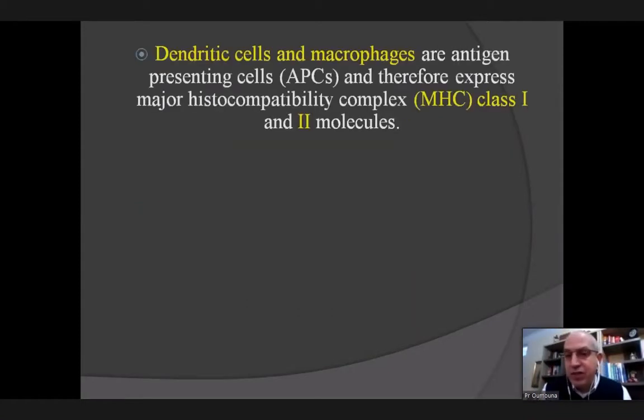Dendritic cells and macrophages are antigen-presenting cells and therefore express major histocompatibility complex, class 1 and class 2. Always, this immune system is teaching us: instead of hiring two teachers speaking two languages, we will hire one teacher speaking two languages. Here we have dendritic cells and macrophages. On one hand, there are nucleated cells expressing MHC class 1. On the other hand, there are professional cells expressing MHC class 2. So basically, one cell, dendritic and macrophage, is expressing two kinds of MHC molecules.